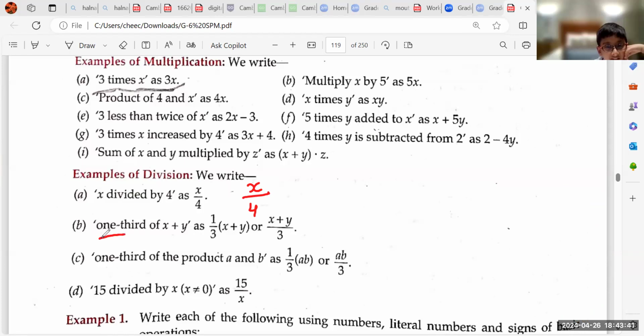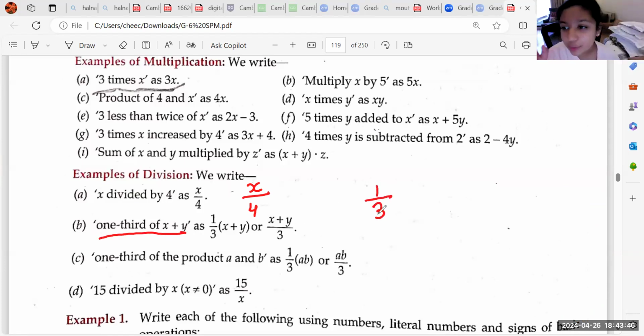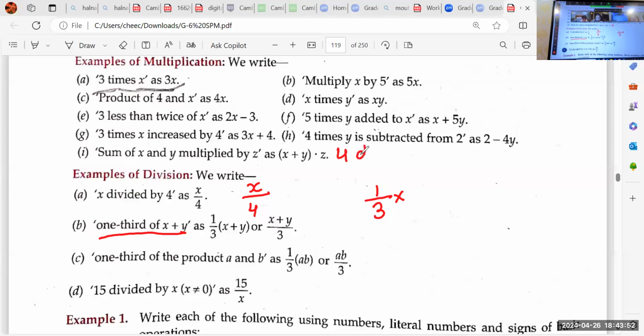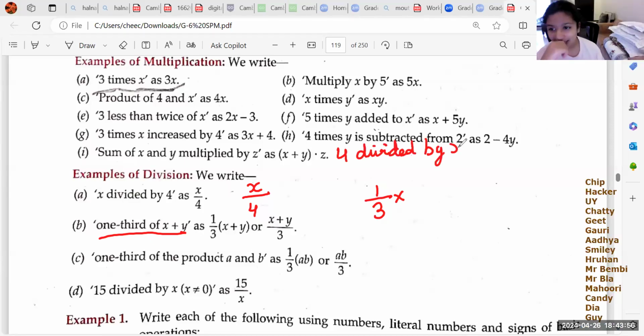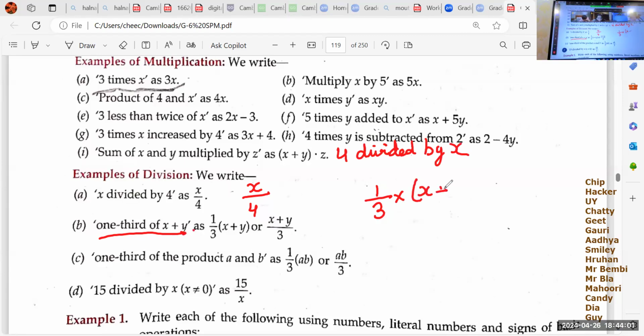1/3 of x plus y. Why can't it be written as 4 by x? That will be completely opposite. 4 by x will be 4 divided by x. So 1/3 of x plus y will be 1/3 into x plus y, or x plus y upon 3.